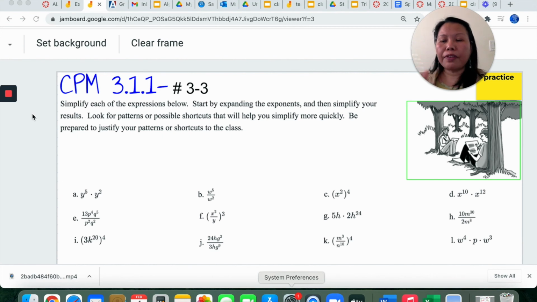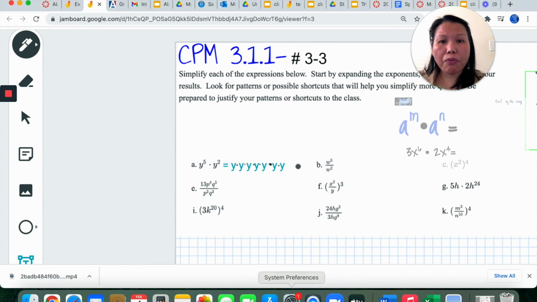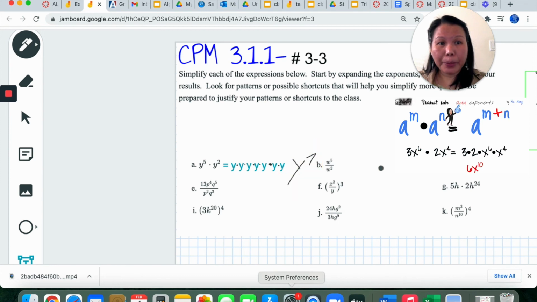So first off, letter A, first problem, we get y to the 5th times y to the 2nd power. So expanding it means that I'm making it longer. Y times y times y 5 times. And then we write y times y 2 times. And then we are going to get the answer. When we have the product rule, remember we're adding the power. So 5 plus 2, we get 7. Y to the 7 exponent.